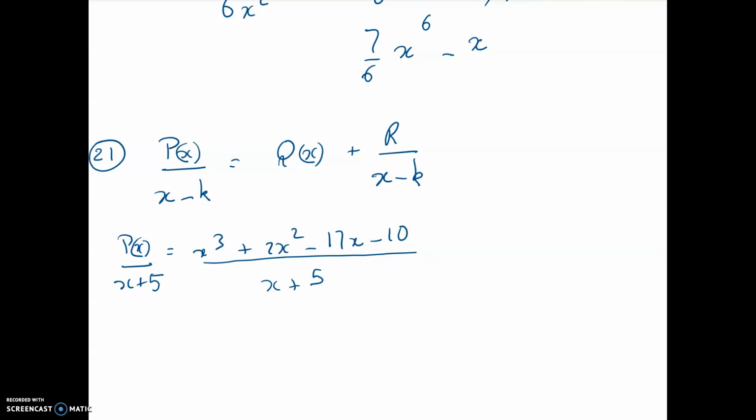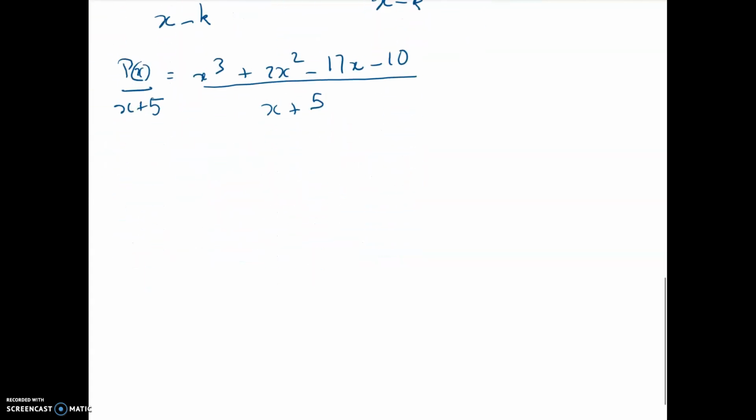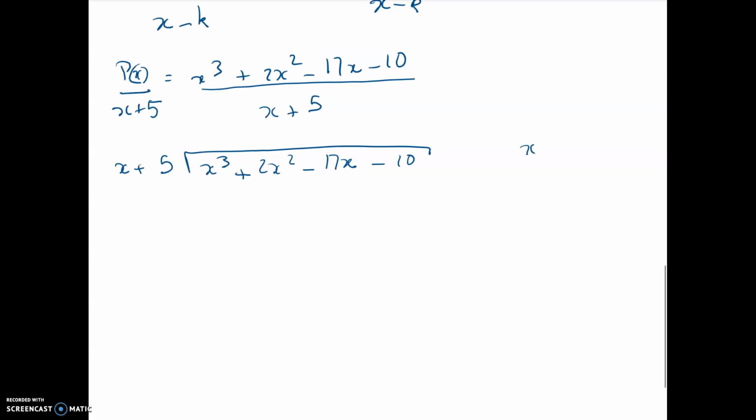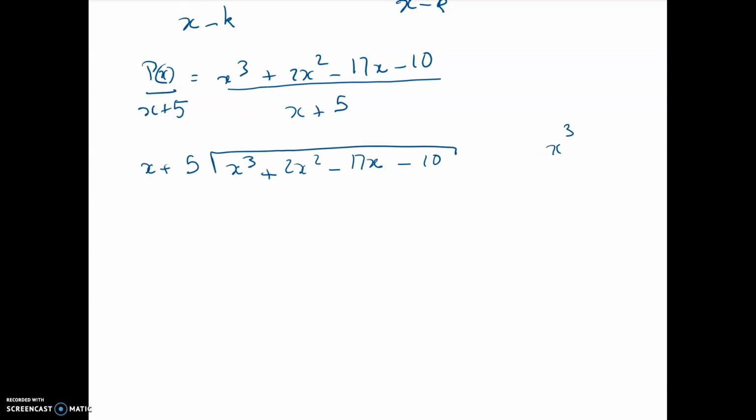What I would do is I'm going to do two things. First of all, I can do the long division, and I can do the x plus 5 dividing x cubed plus 2x squared minus 17x minus 10. When I do my long division, step number 1, I take the first term of my polynomial, which is x cubed, and I divide by the first term of x plus 5, which is x, and that gives me x squared. So I will have x squared right here. X squared multiplied by x gives me x cubed. X squared multiplied by 5 gives me plus 5x squared.